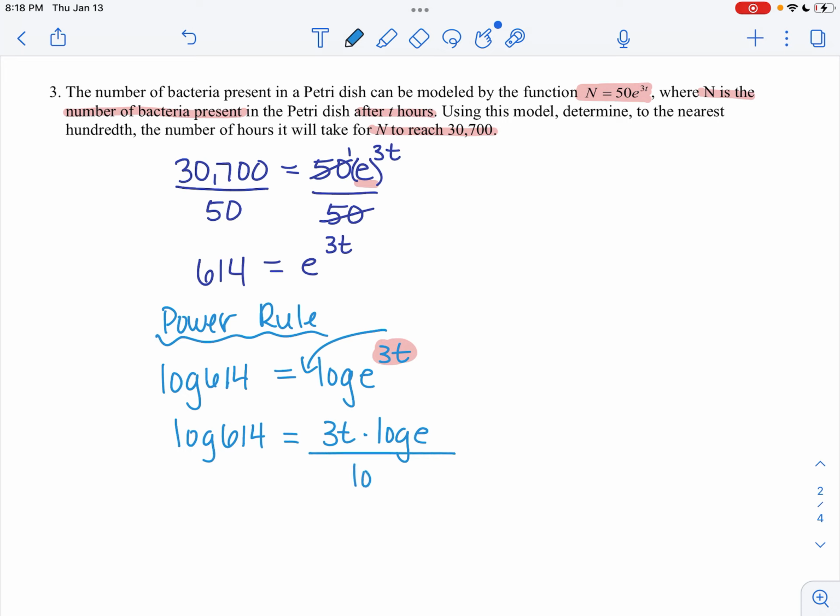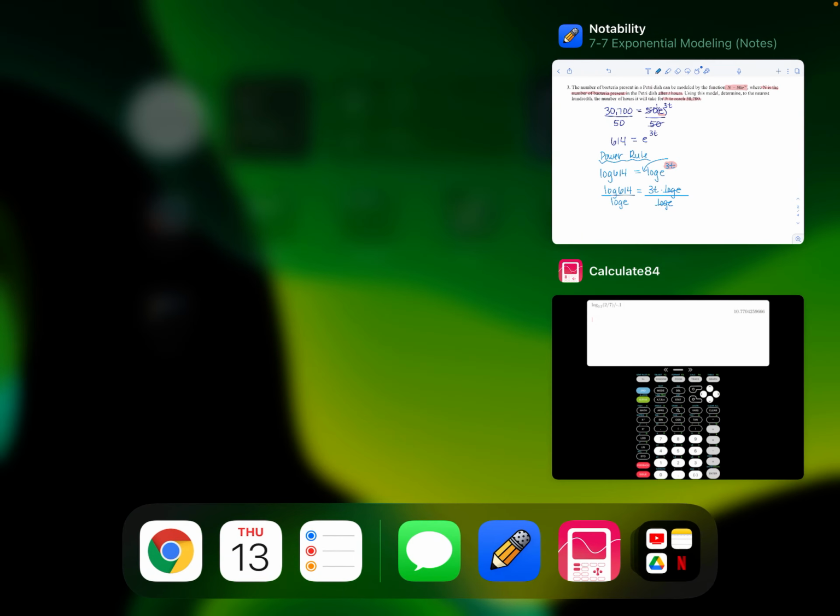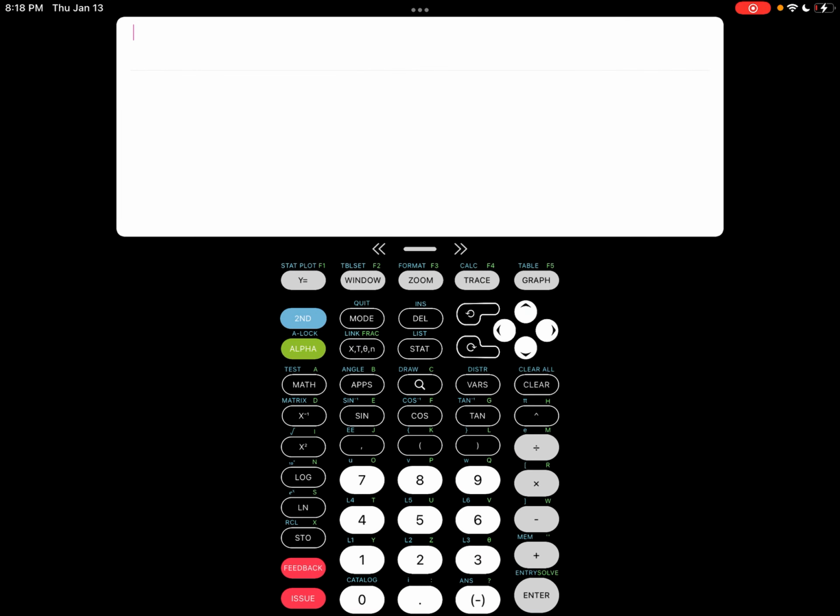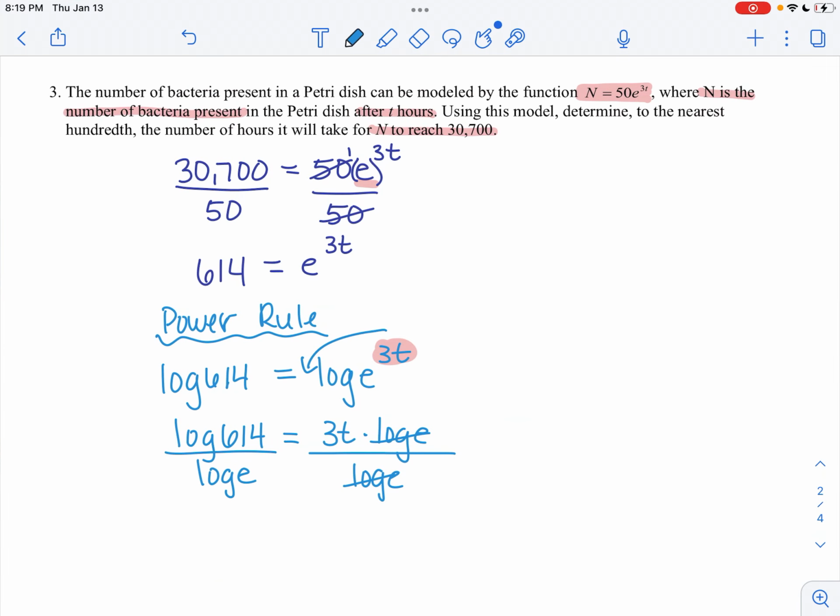Again, you could really just divide by the log if you want. I could divide by the 3 at the same time, but let's just do it step by step. So log of 614, again, I'm using the common log. You can use any log you'd like, but that's the easiest one to use if you're taking the log of both sides. And then I have the log of e, so second division. You also could have used ln since we are using base e, but it doesn't have to be done that way. All right, so we get 6.419.